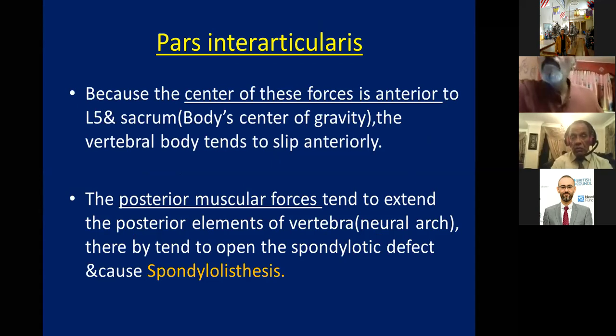Because the center of these forces is anterior to L5 and sacrum, the body center of gravity, the vertebral body tends to slip anteriorly. The posterior muscle forces tend to extend the posterior element of the vertebral neural arch, thereby tending to open the spondylotic defect. If the pars interarticularis fracture or defect is neglected, it will end by spondylolisthesis, which is a slippage forward of one vertebra over the other.